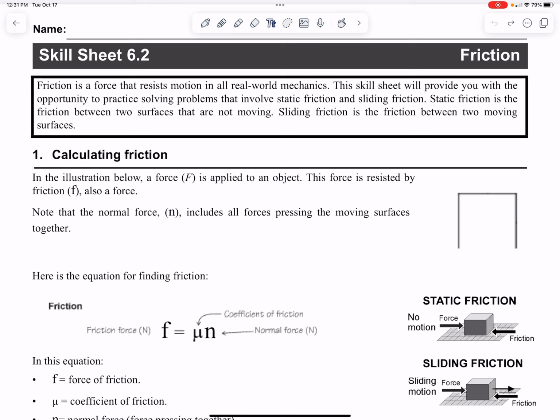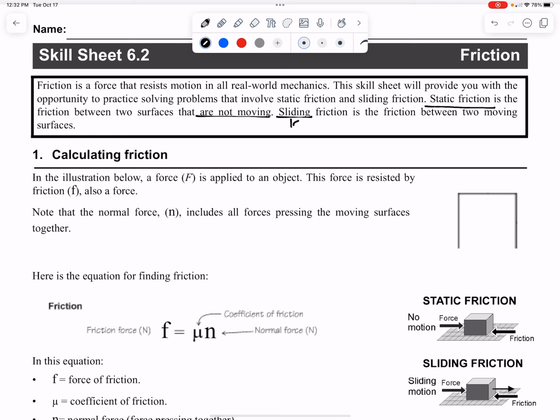Now, as you recall, friction is a resistive force either to motion or the attempt of motion. Now, there are two types of friction involved. Static friction prevents motion. Sliding friction, otherwise known as kinetic friction, is the opposition of motion.